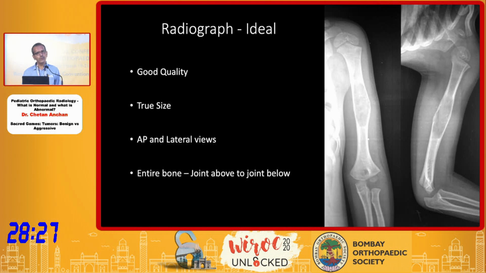Next we go to the X-ray. So what is an ideal radiograph for study of bone tumors? One is it should be a very good quality X-ray, because there are a lot of subtle things you should look for whenever you are studying a bone tumor. The other thing is it should preferably be a true size X-ray. Nowadays with digital X-rays you get these shrunken X-rays where a lot of detail is lost. You should also have the X-ray in both planes, AP and lateral views, and you should have the entire bone in the X-ray, with the joint above and joint below visible.